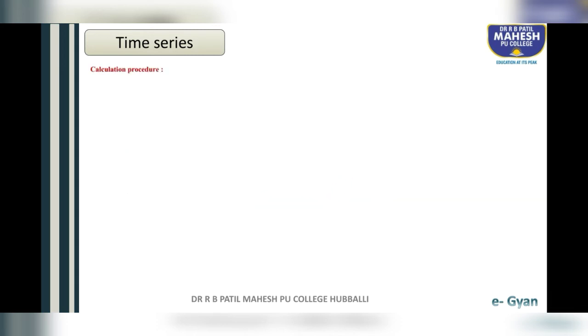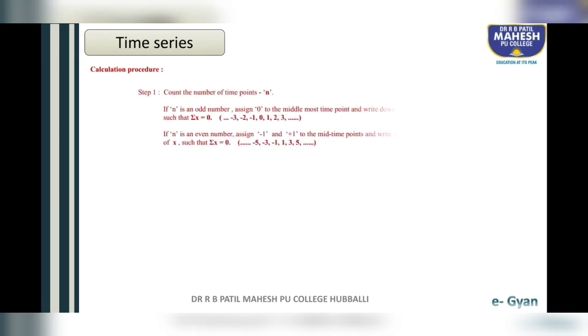Okay. Students, let us have the calculation procedure: how to fit a parabolic trend equation. And one more very important question, students: fitting of straight line trend and fitting of parabolic trend can be asked for 10 marks. So for your annual exam, in Section D, one question is compulsory for 10 marks.